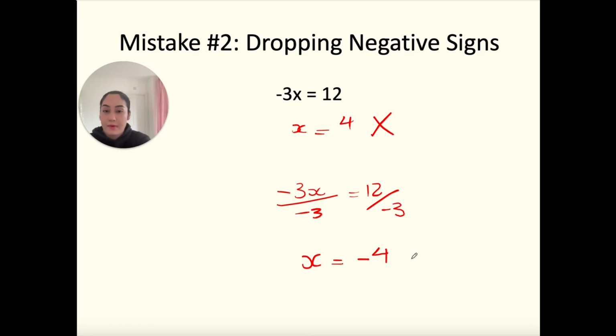So always remembering not to ignore the negative. If this was equal to minus 12, then it would be 4, because negative 12 divided by negative 3 would be positive. A negative divided by a negative gives us a positive. So pay attention to the signs, please.